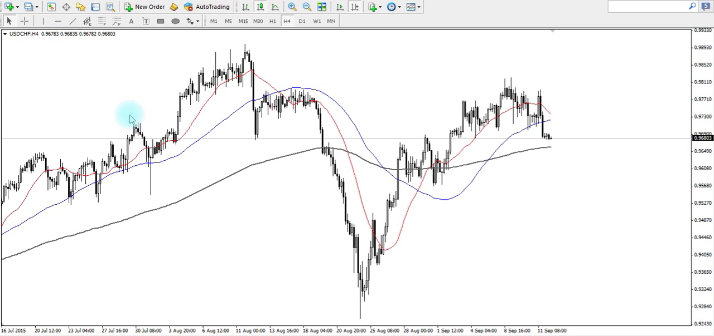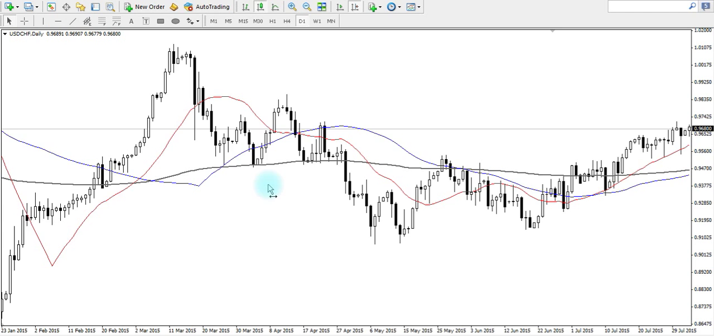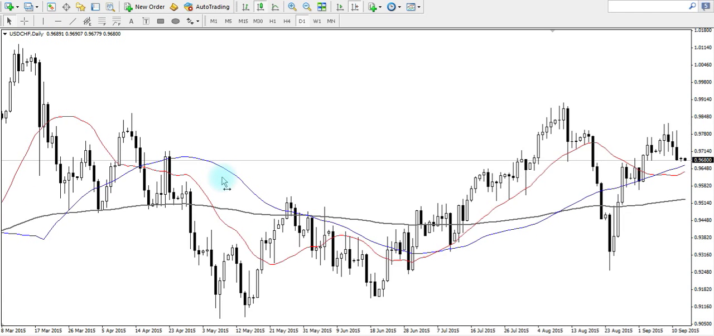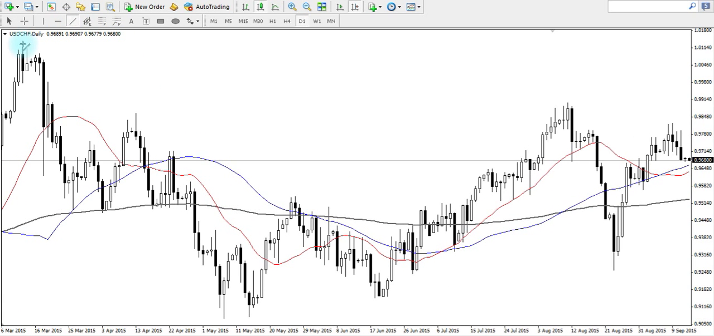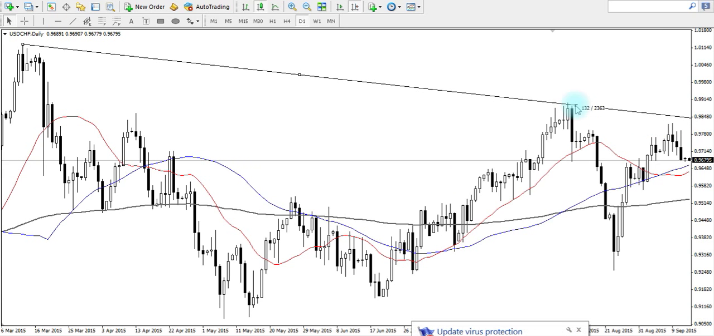And last but not least, we have the dollar against the Swiss franc. First of all, we'd like to bring attention to the daily chart. I'm going to plot the trend line from here, maybe slightly up here.